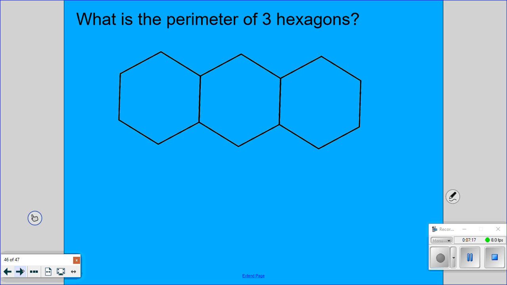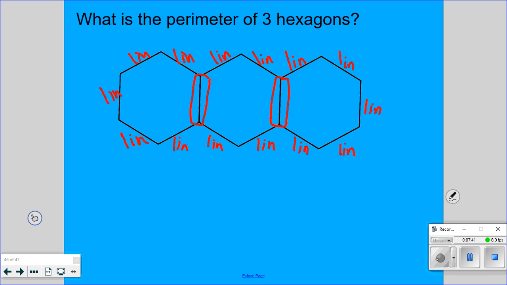What if we had 3 hexagons? Are we going to count the inside? No, these sections are on the inside. We're not going to count those. Label the outside of your perimeter. Label that outside shape. All right, let's count our perimeter with me. Ready?